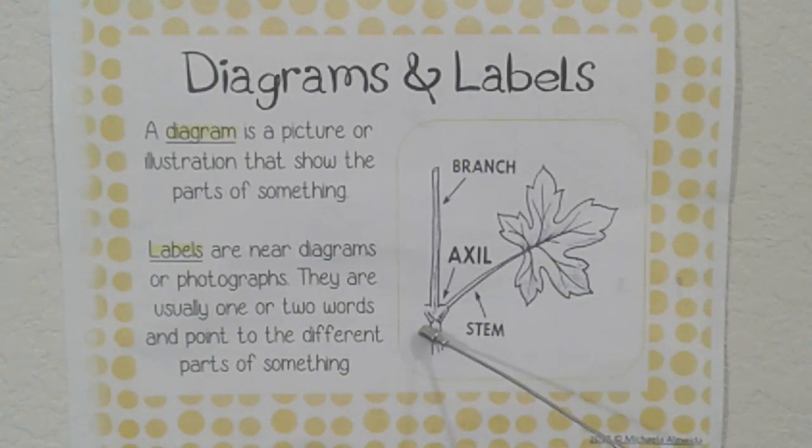stem to the branch. The diagram, again, is a picture or illustration that shows the parts of something, and the labels are near diagrams or photographs. They are usually one or two words and point to the different parts of something.